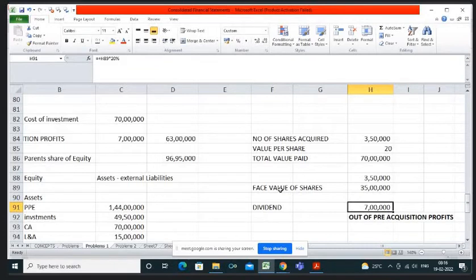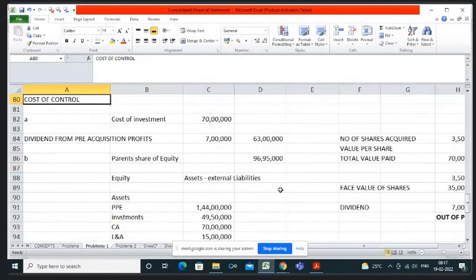As the dividend is paid on the date of acquisition itself, obviously the source of dividend will be pre-acquisition profit. In that case, we have to credit the amount received to the investment account. The cost of investment is 70 lakhs. When we adjust the dividend received out of pre-acquisition profit, 7 lakhs, it becomes 63 lakhs.